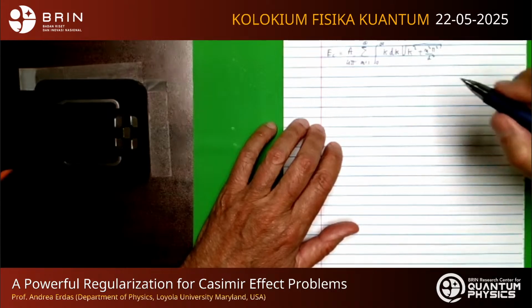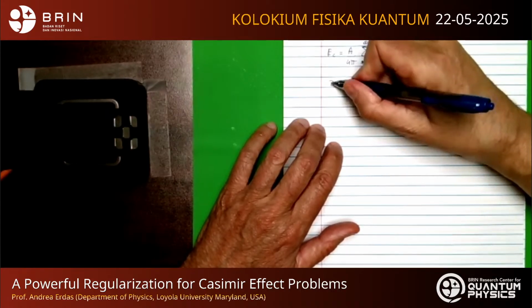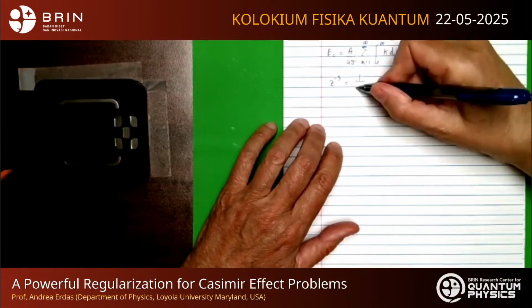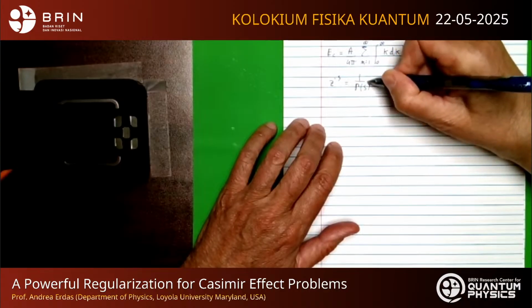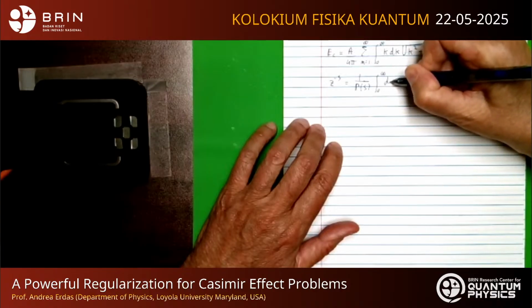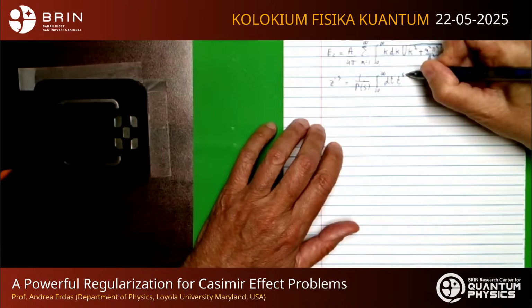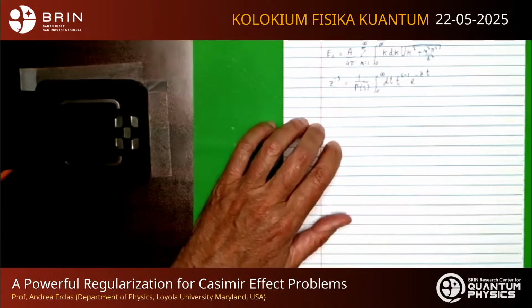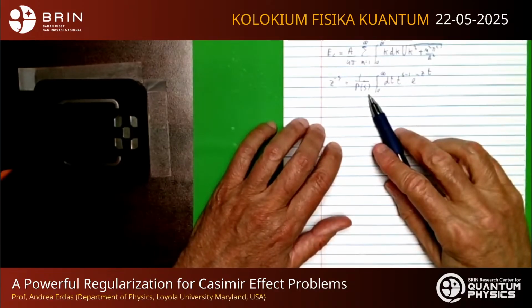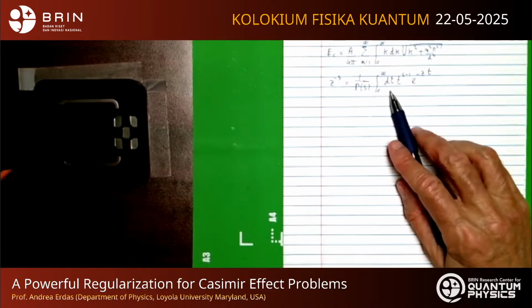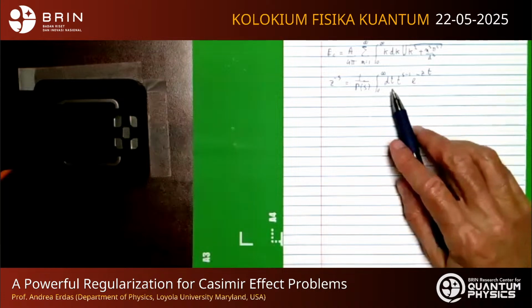Okay, I use the following identity. Z to the minus S can be written as 1 over gamma of S, integral 0 to infinity dt t to the S minus 1, e to the minus Z t. Gamma here is the Euler gamma function. T here has nothing to do with time, it's just a parameter, the t that I have in this equation, okay?